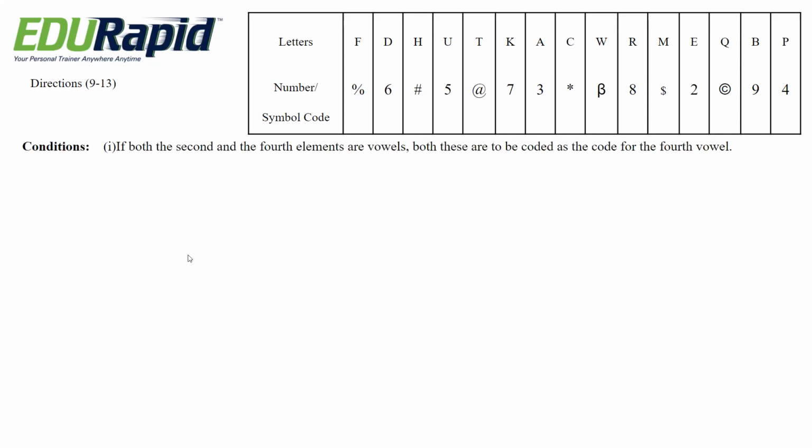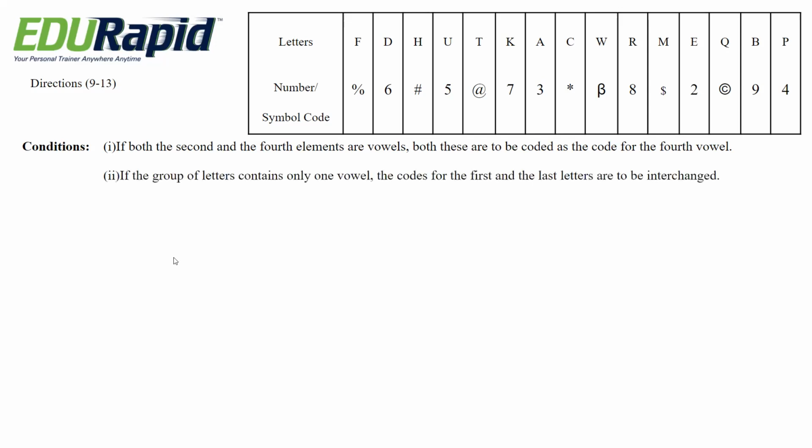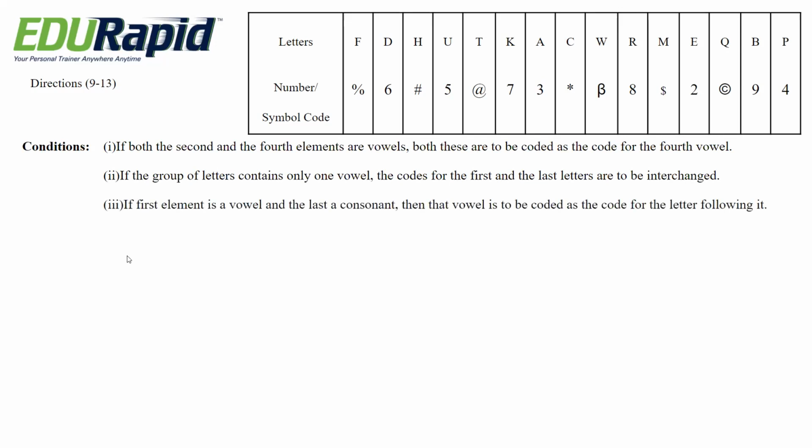Okay, here a condition is also given. First condition: if both the second and the fourth elements are vowels, both these are to be coded as the code for the fourth vowel. Second condition: if the group of letters contains only one vowel, the codes for the first and the last letters are to be interchanged. Third condition: if the first element is a vowel and the last is a consonant, then that vowel is to be coded as the code for the letter following it.